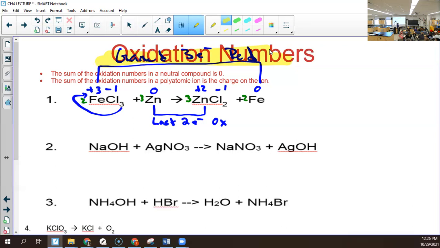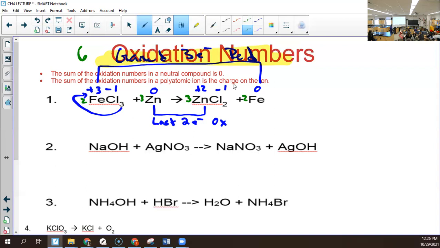Twice. So if 2 of them gain 3, how many total? 6. Okay. Zinc lost 2, but how many times? 3. 3 times 2? 6. If I lost and gained the same amount, then I have 99% chance I balanced the reaction correctly. The charges must balance.